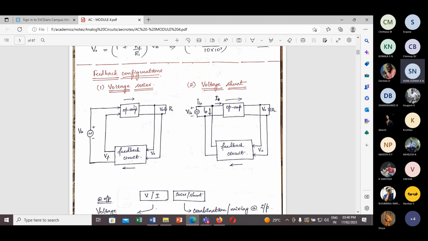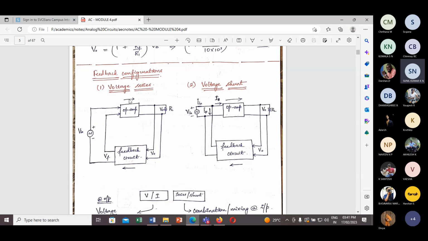If the input is voltage and the output is current, then the ratio of output current to input voltage, I by V, is called a trans conductance amplifier. If the input is current and the output is also current, then current is being amplified at the output side, so that is called a current amplifier. And if the input is current and the output is voltage, then that is called a trans resistance amplifier, V by I.